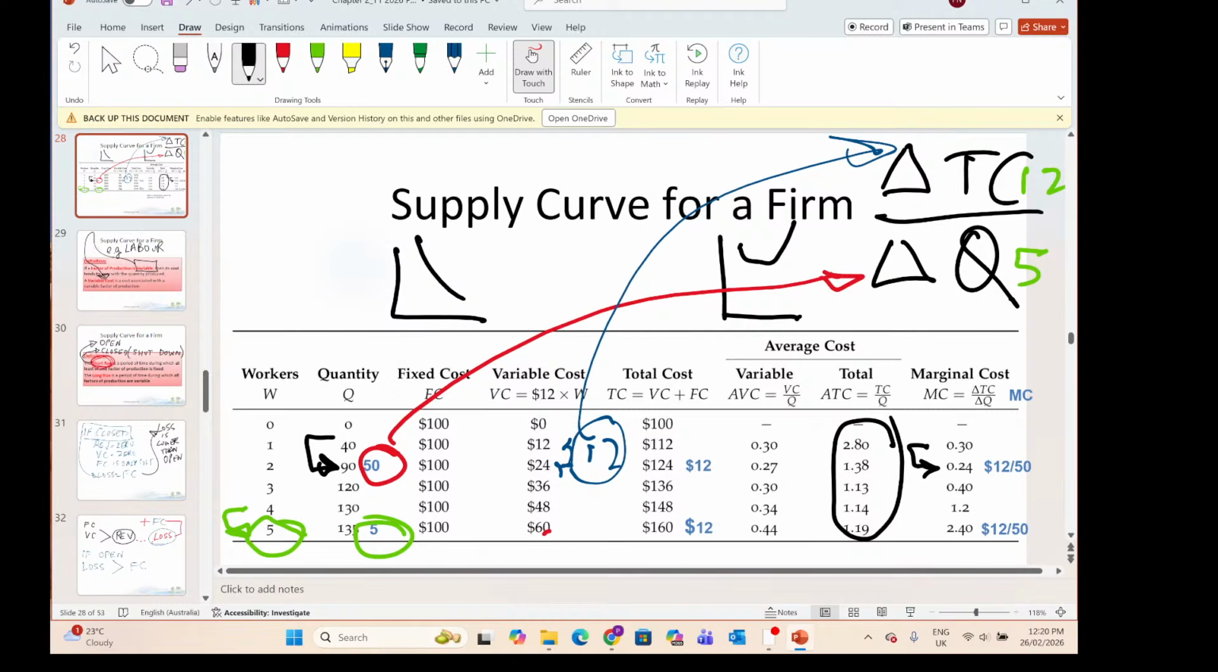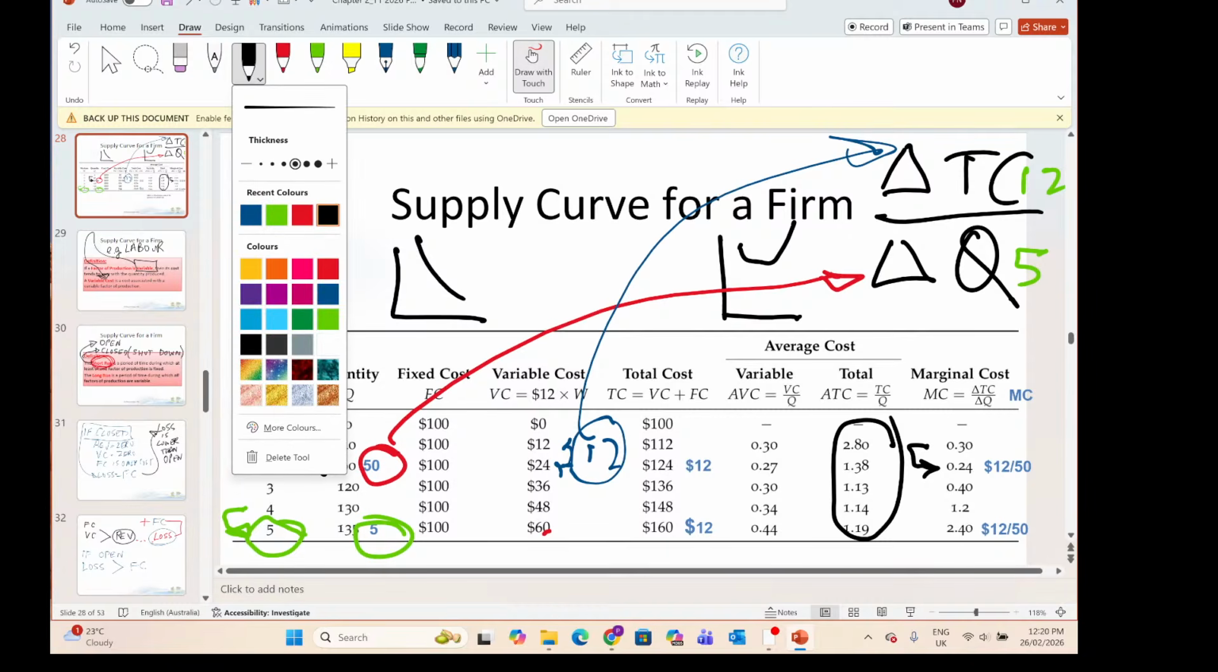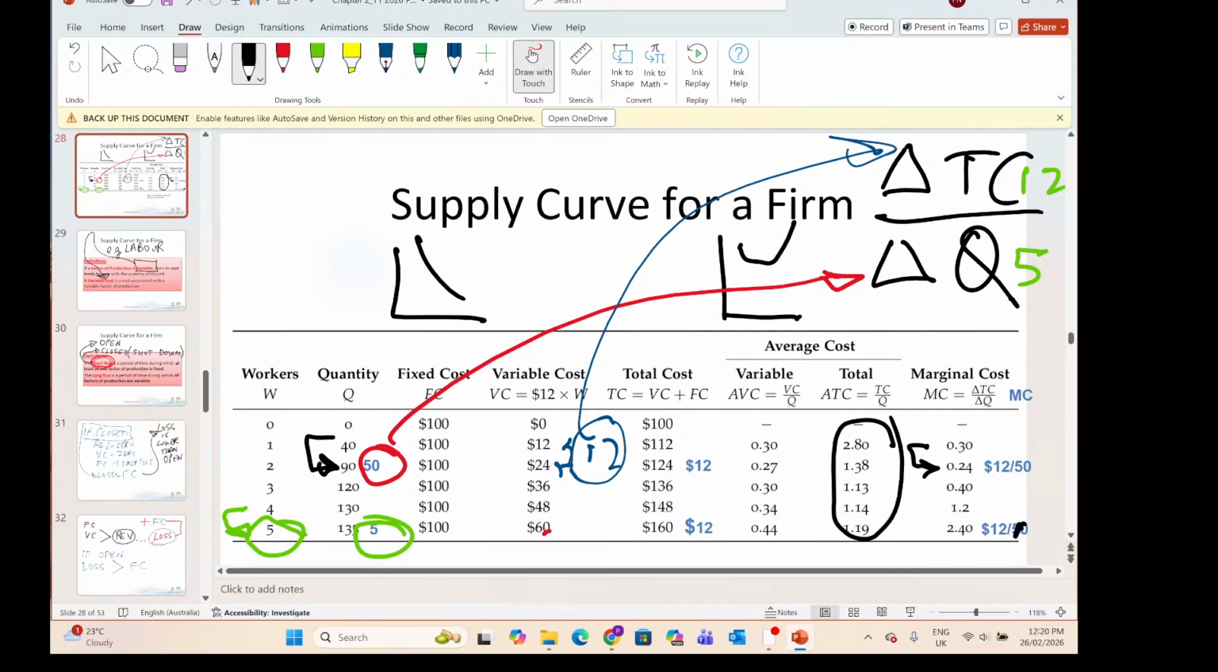But then why did the marginal cost curve start to rise? Because each additional worker was costing us $12, but of course the marginal output was falling. So as the marginal output falls, the marginal cost rises. They're the same concept flipped over. The law of diminishing returns: as your returns diminish, your costs get bigger. So that explains the shape of that marginal cost curve.